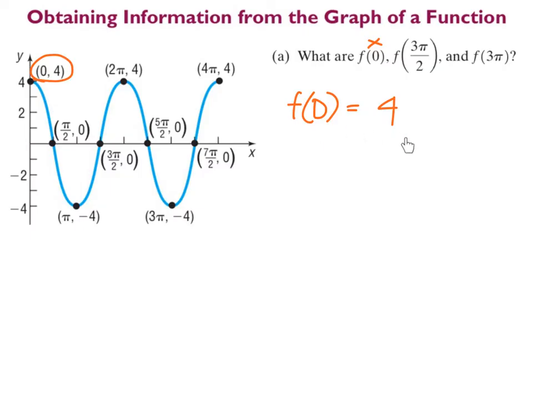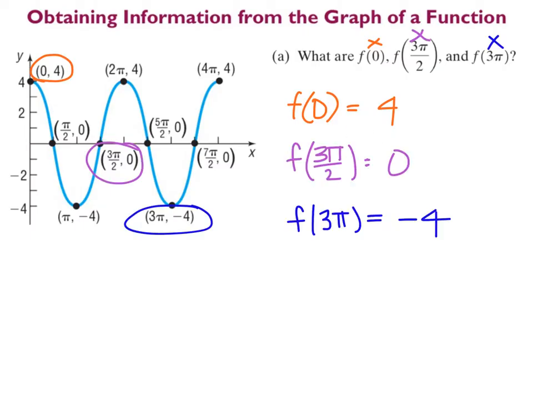So this is how we would express it. F of 0 is equal to 4. And I'm going to do the same thing looking for where x is 3 pi over 2, and I found the output to be 0, so that's going to equal 0. And for x is equal to 3 pi, I'm going to get negative 4.